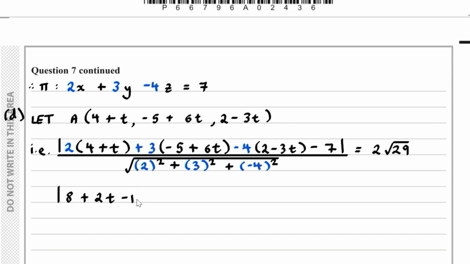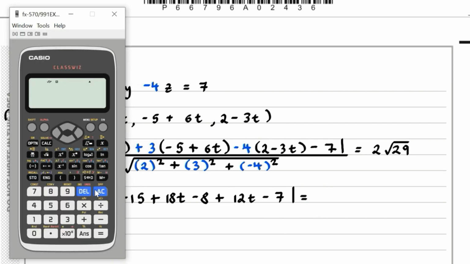3 times minus 5 is minus 15. 3 times 6 is 18, and then we times that by t. Minus 4 times 2 is minus 8. And then minus 4 times minus 3t, that's positive 12t. Then we've got the minus 7, and all this is modded.